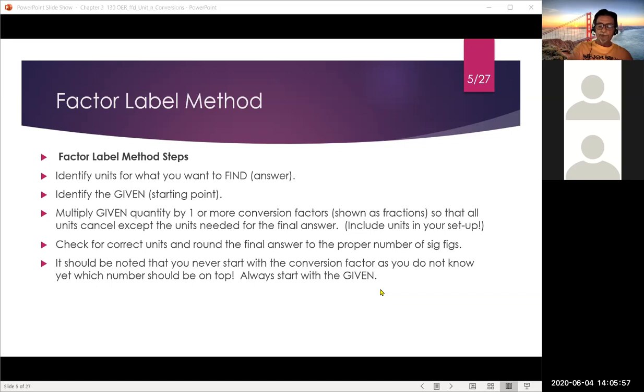Now, first of all, when you set that problem up, don't just arbitrarily throw in that conversion factor. First, determine how you're going to set that conversion factor. Which units go in the numerator, which units go in the denominator. Okay.